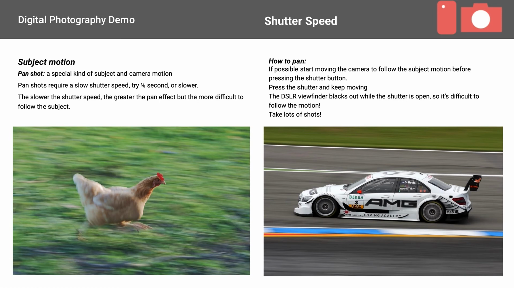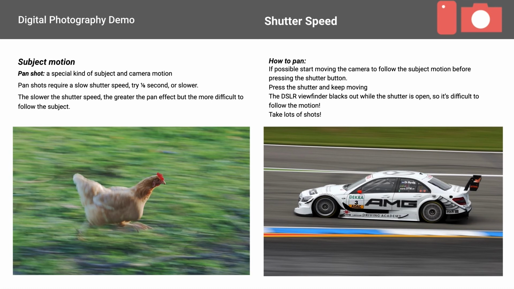A pan shot is a very specific kind of slow shutter speed shot. Basically, what you're trying to do here is move the camera at the same rate as the subject. So for the one on the left, they'd be moving the camera to follow that chicken. And because they're moving the camera, you can see the background is blurred. It gives you a real impression of speed. Same with the race car on the right.